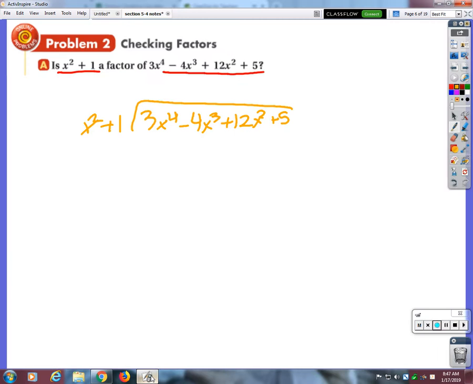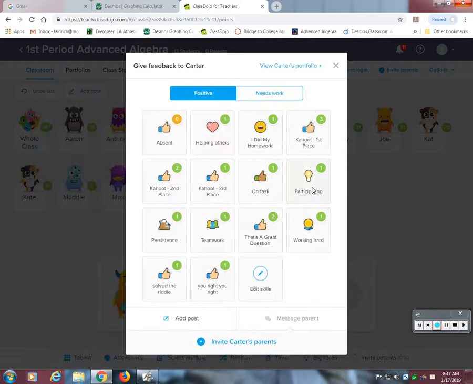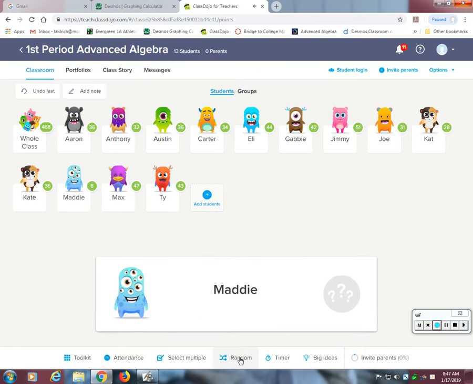Carter, what do I do first? So if you take the first term under here divided by the first term here, 3x to the fourth divided by 3x squared, Carter correctly figures out, is 3x squared. Because remember, when you are dividing exponents, you subtract them. So 4 minus 2 is 2. Okay? All right, next one.